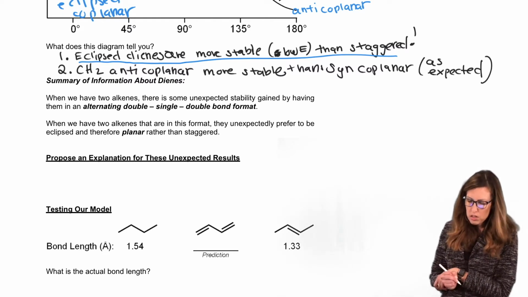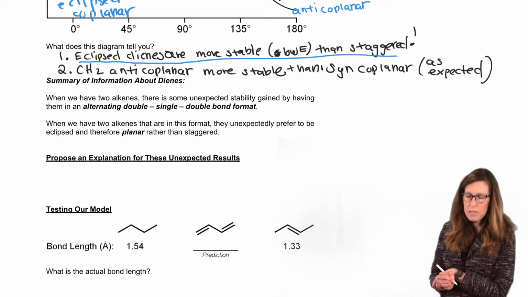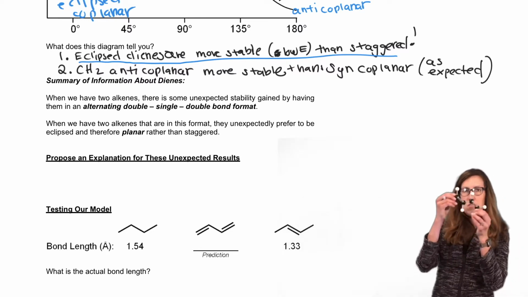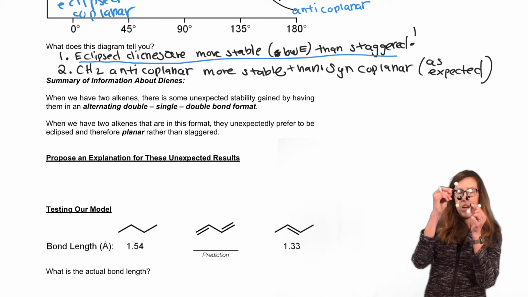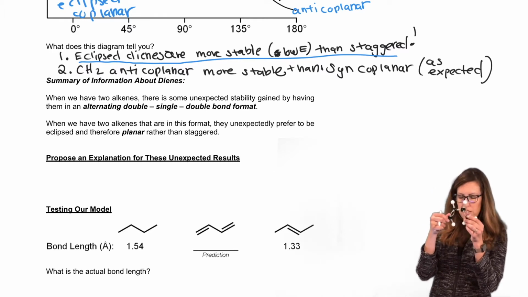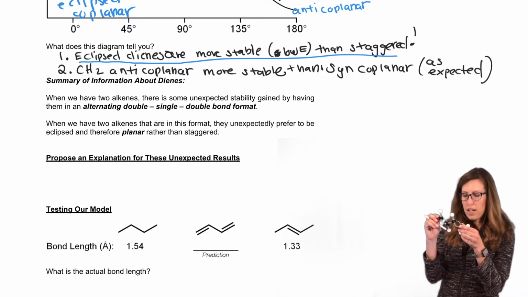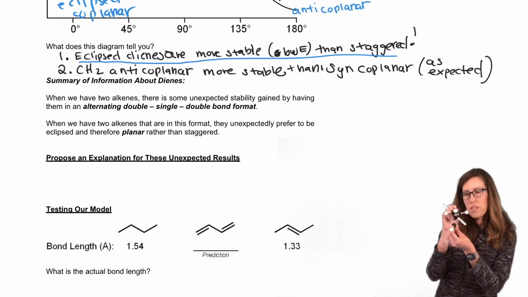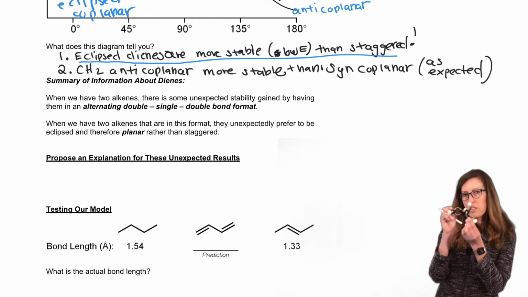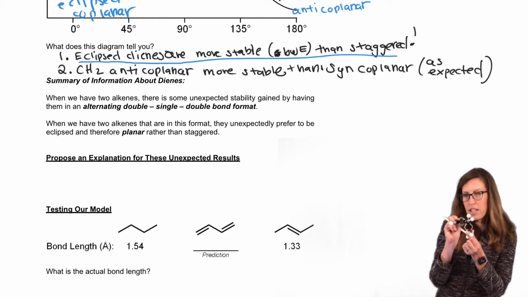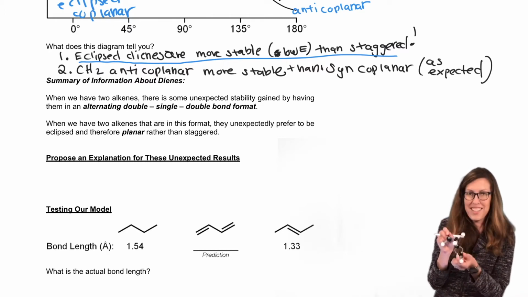But also, we're not surprised by the fact that what we call the S-trans diene, where they're opposite sides of the single bond, is more stable than S-cis, because look at those are close to each other. So that's not a surprise. But what was a surprise is that this, sterically speaking, something else is going on. So sterics would obviously say this is the most stable, but it's not. So electronics must be telling us, and that electronic effect is conjugation.